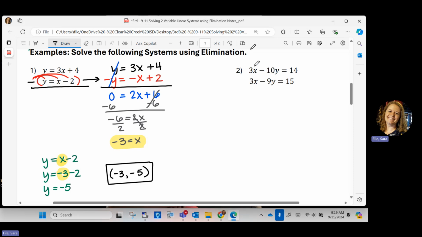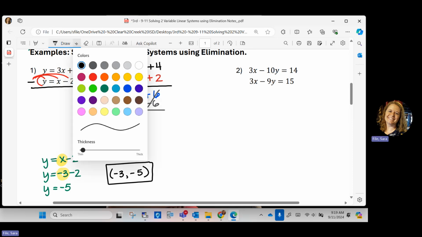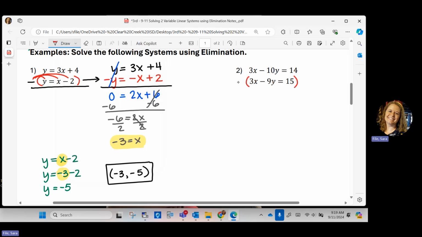Same issue though here, they're the same sign. We need them to be the opposite sign. So we're going to have to multiply one of these equations by a negative. It does not matter which one you change. Do y'all want to change the top or the bottom one? Bottom, okay. So we are going to take a negative and distribute it to that bottom equation.